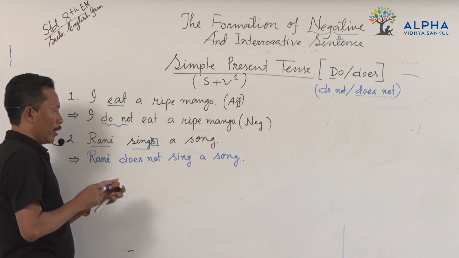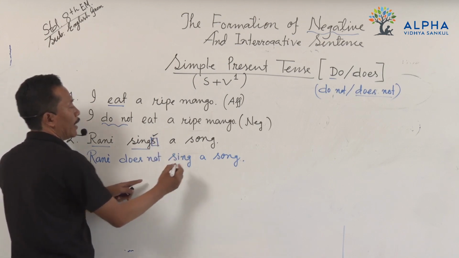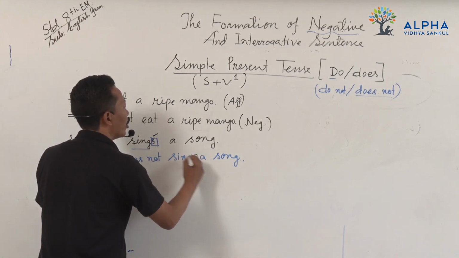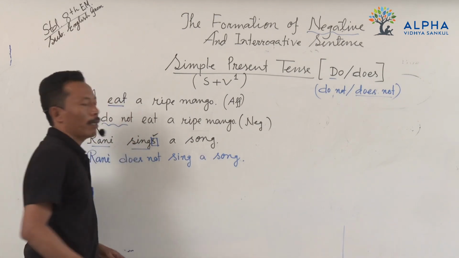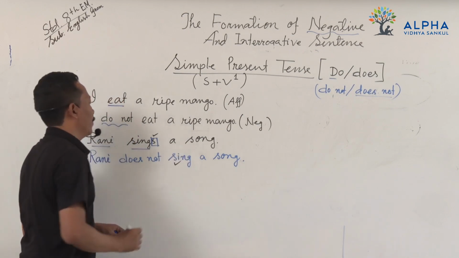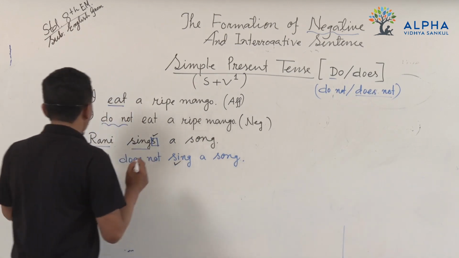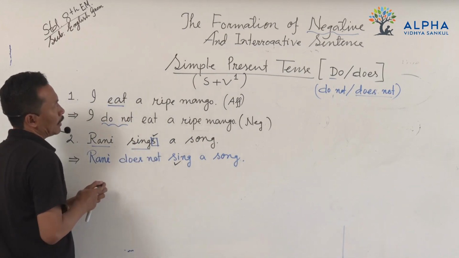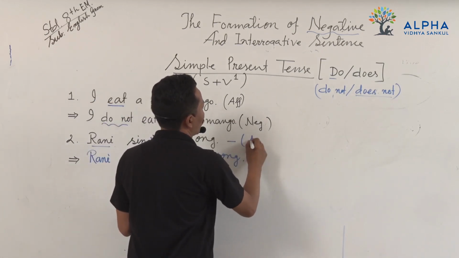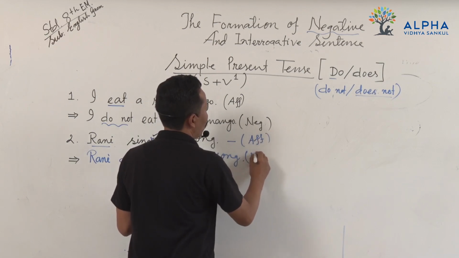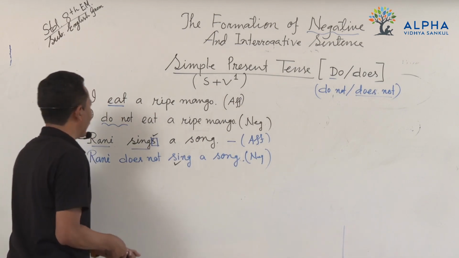But one note. Here the sings has S, but here there will be no S. If you put S, this is wrong and it should be removed. And now this is correct: Rani does not sing a song. So, in this way, we can make the sentences from affirmative to negative for simple present tense.